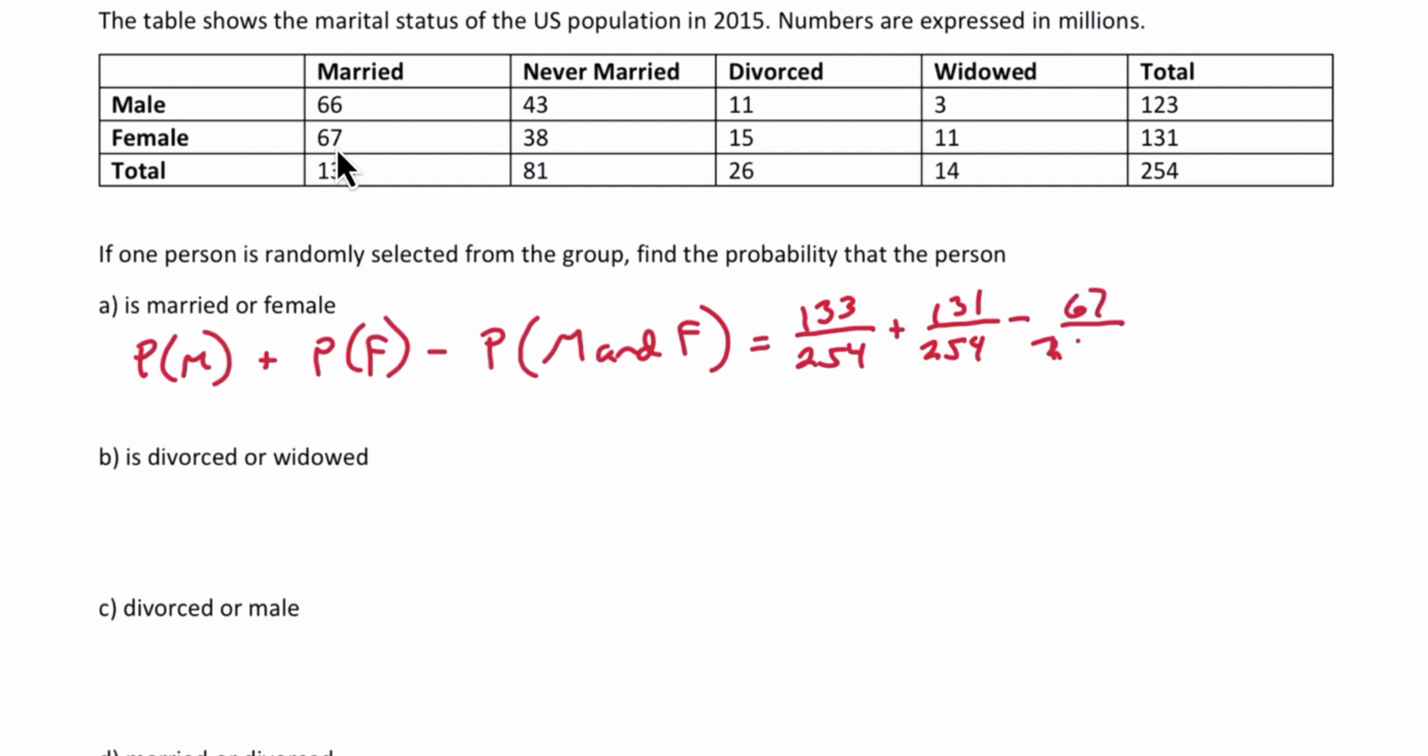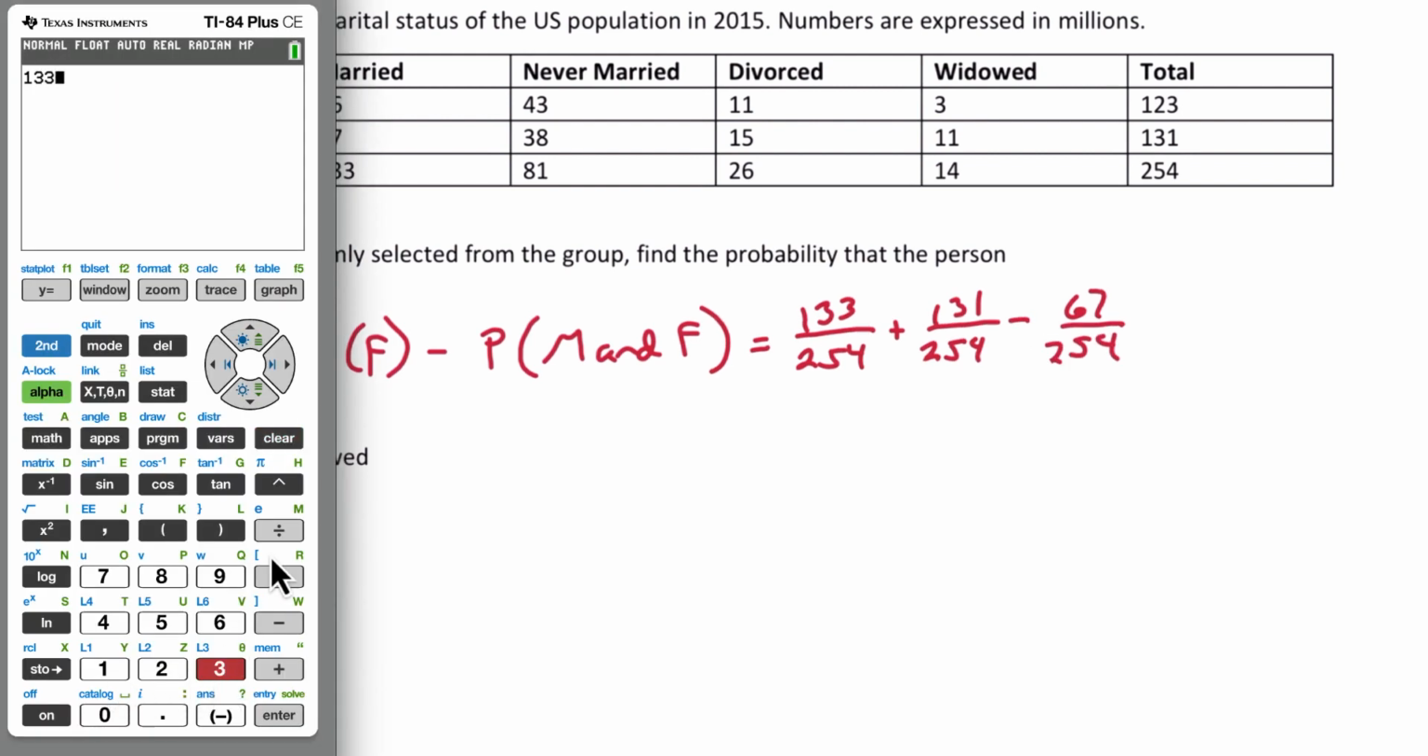out of 254. In the calculator, we have 133 divided by 254 plus 131 divided by 254 minus 67 divided by 254. And we'll round this to the nearest hundredth. So this is roughly 0.78.